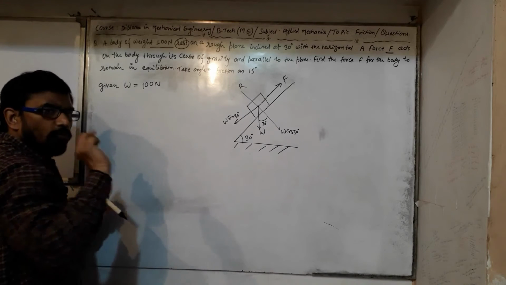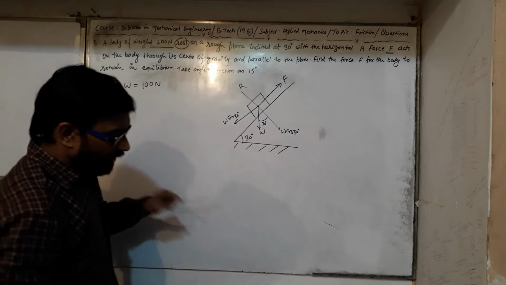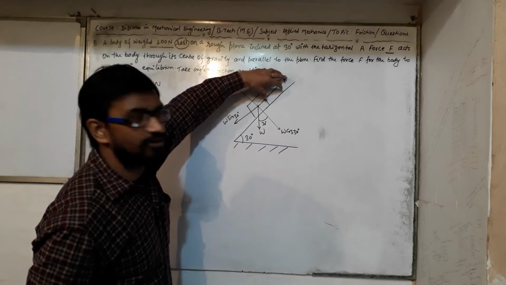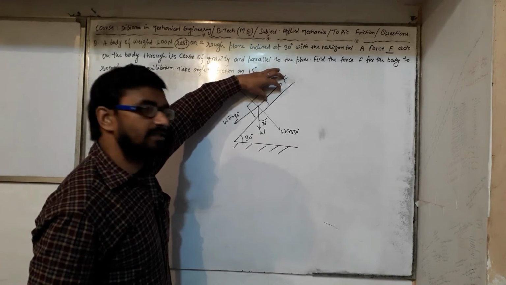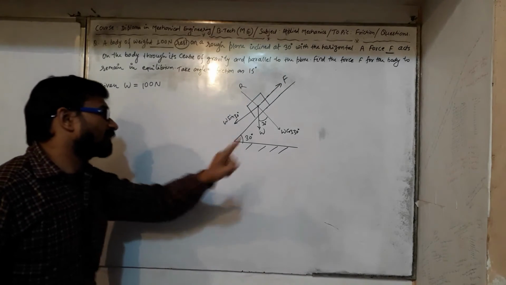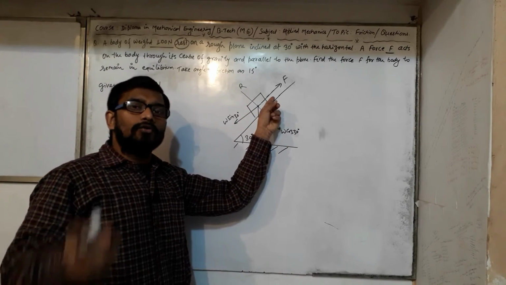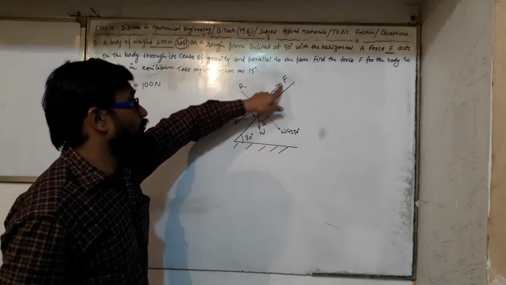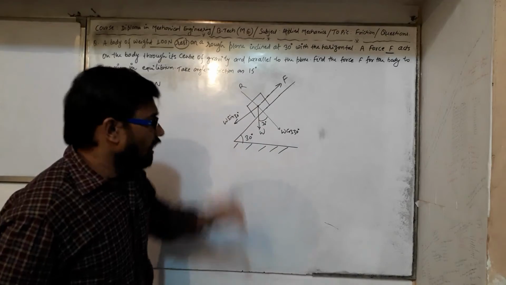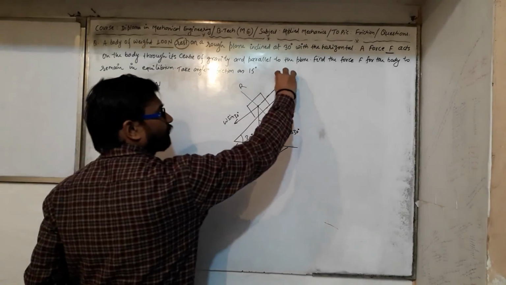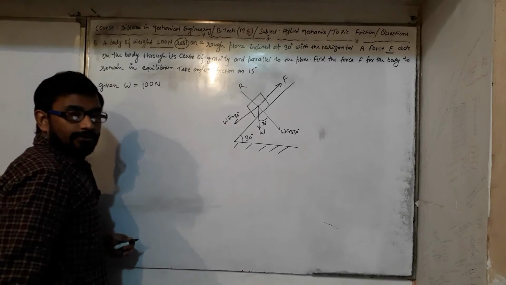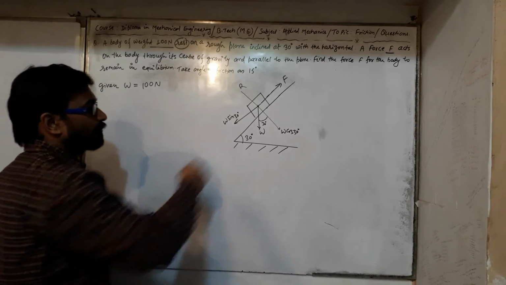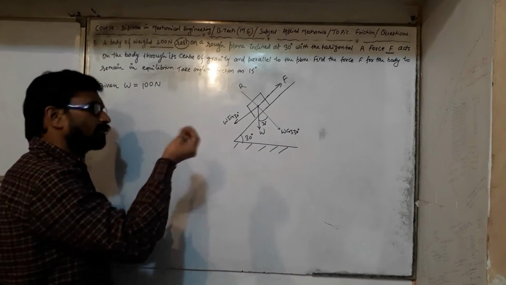Now the tendency of the body, if the body is not having force F acting on it, the tendency of the body is to move in downward direction. So the frictional force will act in upward direction. Which force is responsible to move the body in downward direction? W sin 30 degree, if force F is not acting. Now I am applying the force F acting in upward direction. So the tendency of the body is to move in upward direction. So frictional force will act in downward direction, opposite to the motion.